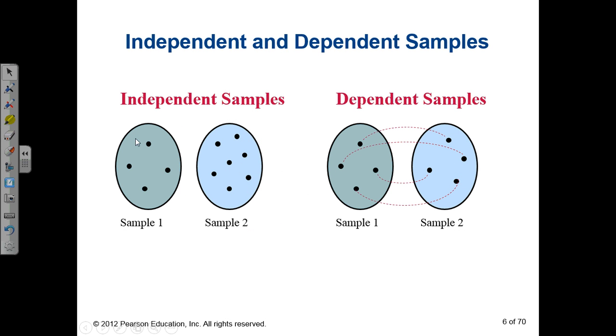If they're independent, there's no correspondence. In fact, the sample size of sample 1 doesn't even have to equal the sample size of sample 2. Versus dependent samples, where this member of sample 1 corresponds to this member of sample 2. Remember, this could be the same person before taking a cholesterol drug versus the same person 6 months later after taking a cholesterol drug. If you have paired samples, you have to have the same number of members in sample 1 and sample 2.